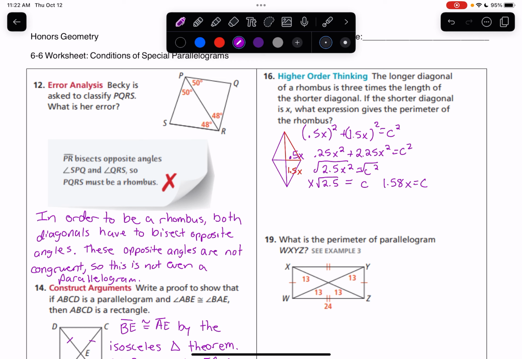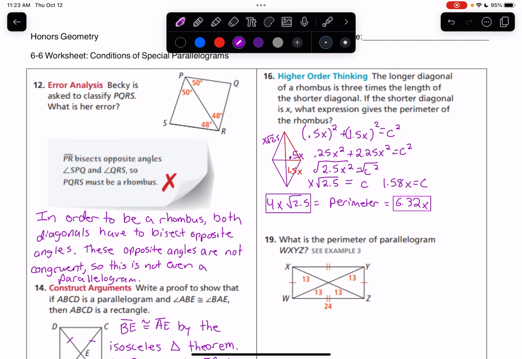If you used x root 2.5, there are 4 sides of x root 2.5 in this rhombus. So that means that the perimeter is 4x root 2.5. If we did 1.58x as each side length, then we would just multiply that by 4, which would be 6.32x. So either way, 4x root 2.5 or 6.32x.